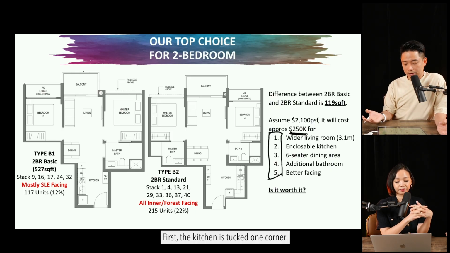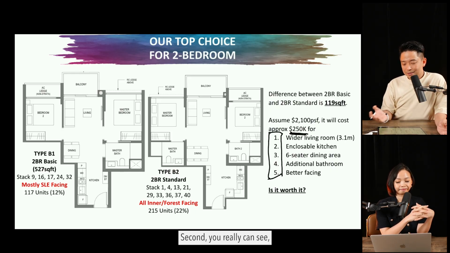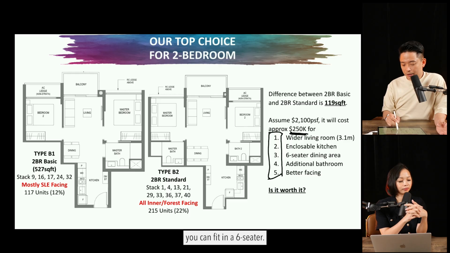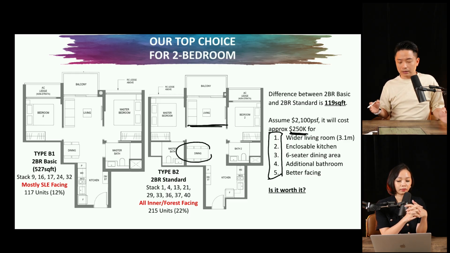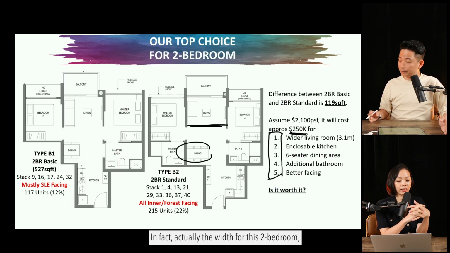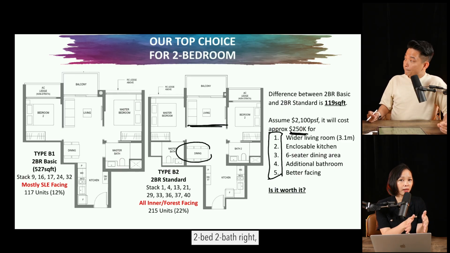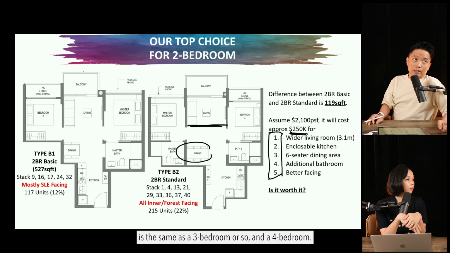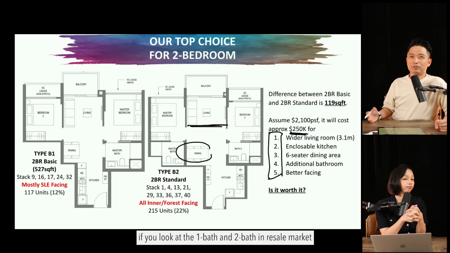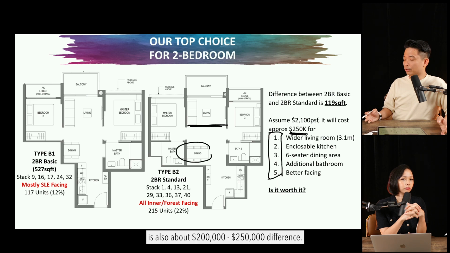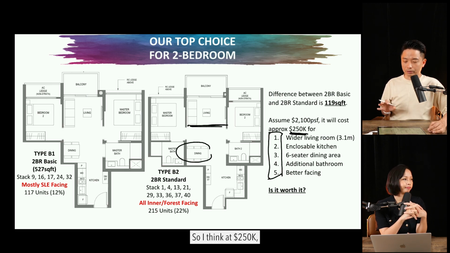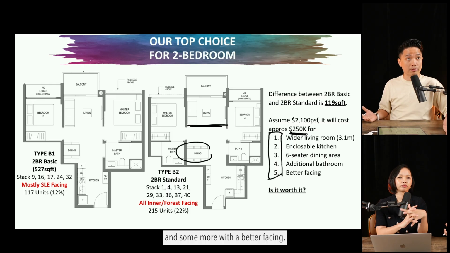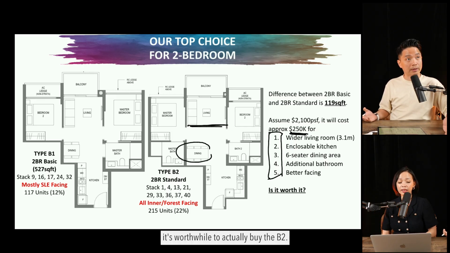Honestly, 250 is not a small amount, but really there's quite a big difference between these two units. First, the kitchen is tucked in one corner. Second, you can fit in a 6-seater, and this also shows you that the living room wideness is going to be much bigger. In fact, the width for this 2-bed 2-bath is the same as your 3-bedroom and 4-bedroom. Normally, if you look at the 1-bath and 2-bath in the resale market, it's also about 200,000 to 250,000 difference. But they might not have so much of a difference. So I think at 250 and with a better facing, it's worthwhile to actually buy the B2.